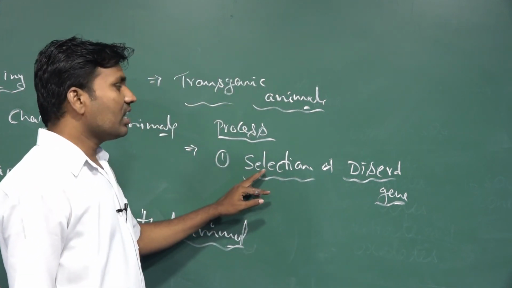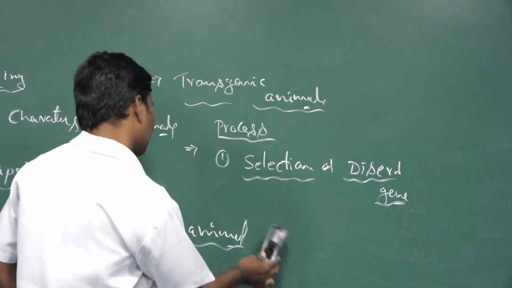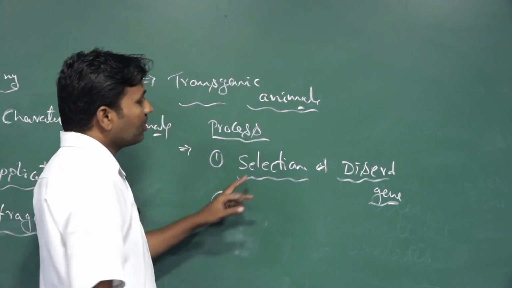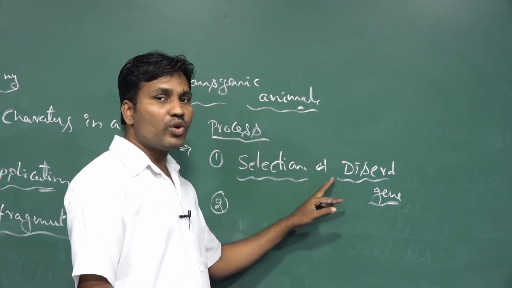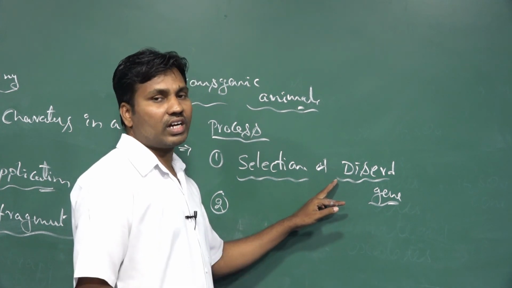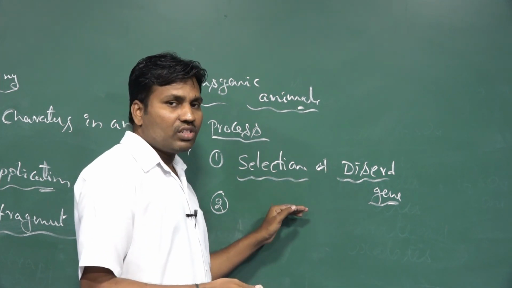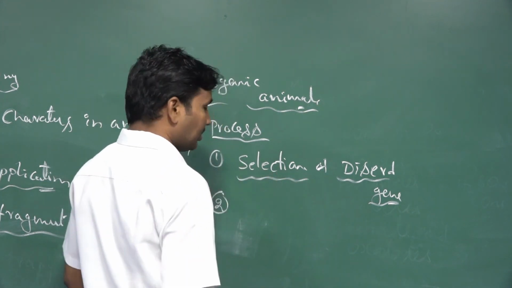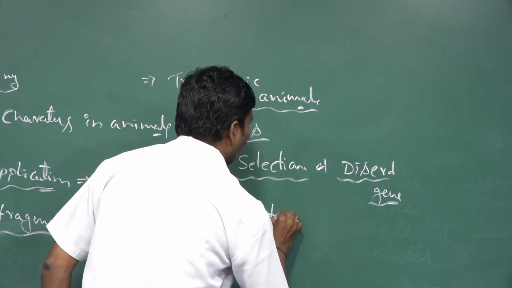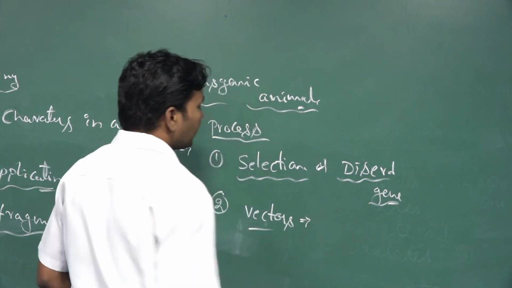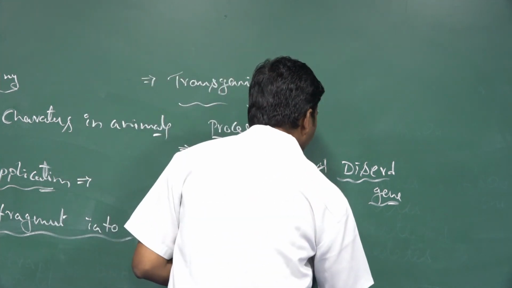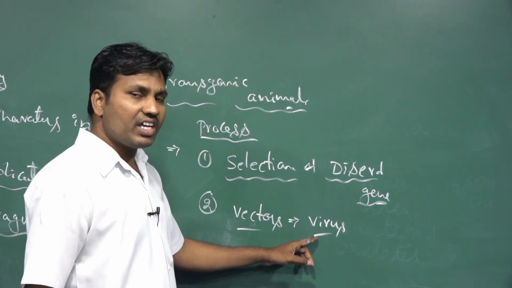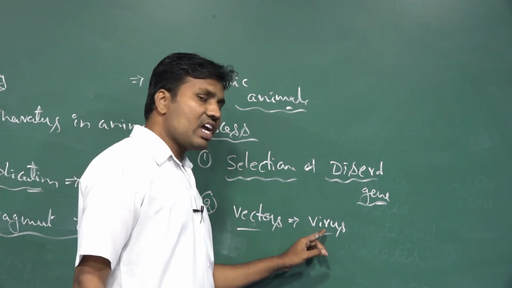First we take a specific gene from specific animals, the animals having the desirable characters. The selected desirable gene is going to be introduced into the transgenic animals. We require some carriers here. So this gene is going to be attached to vectors. So the second step is selection of the vector. Generally viruses, phage vectors, are used as vectors here.